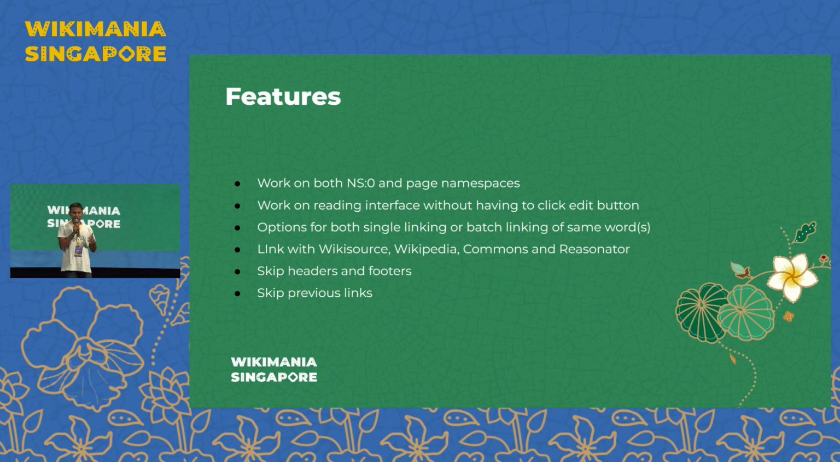It identifies the site links, and if there is any Wikisource link, it can directly link with Wikisource. If it is not there, then it can link with Wikipedia, then Commons, and if nothing is there, then it can directly link to Wikidata. You do not need to link Wikidata items to the headers and footer text, so it skips those parts, and it also skips the previous links which are already added there.